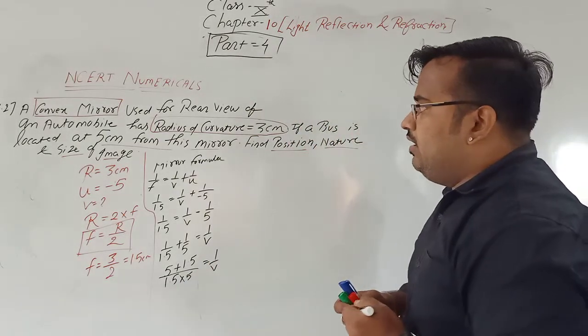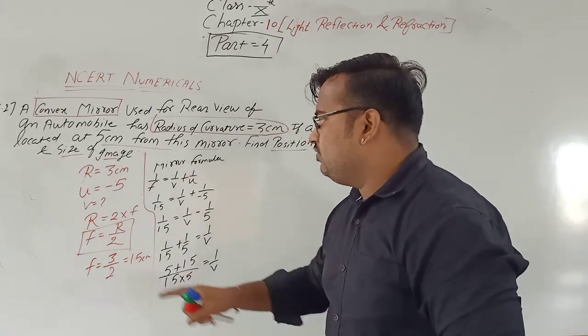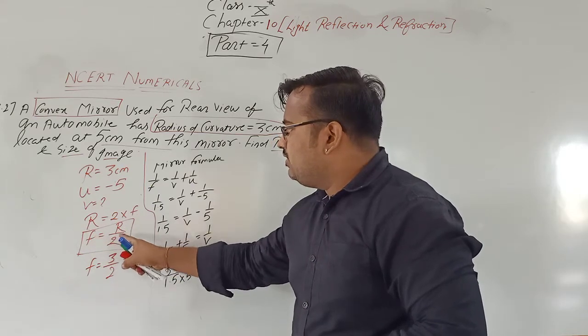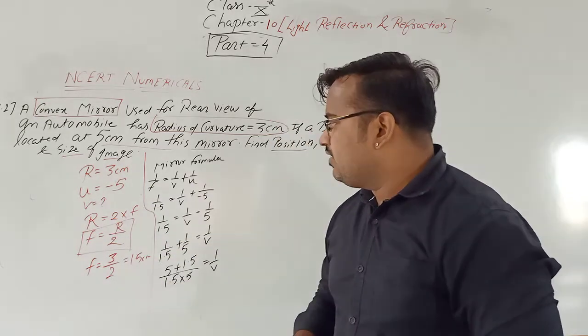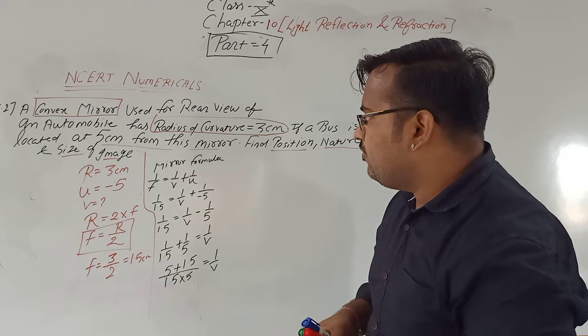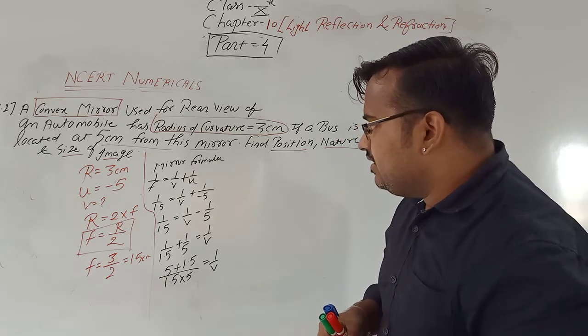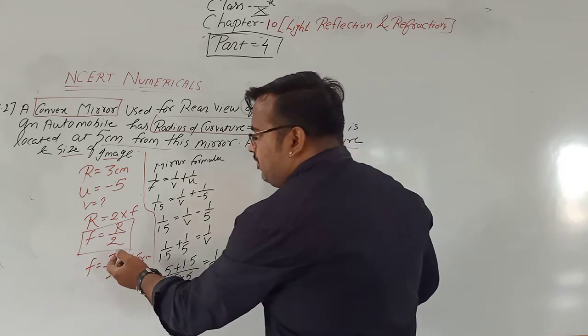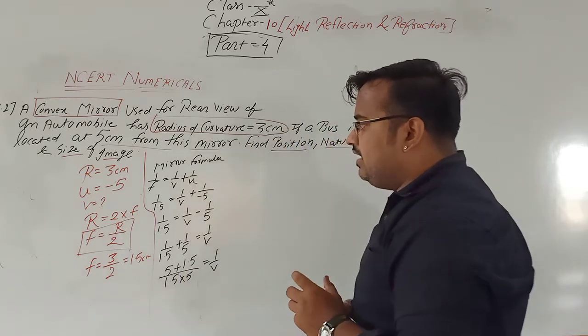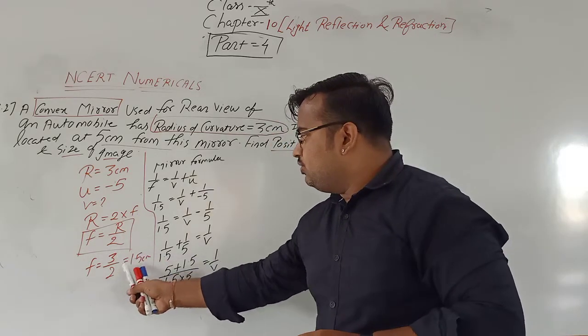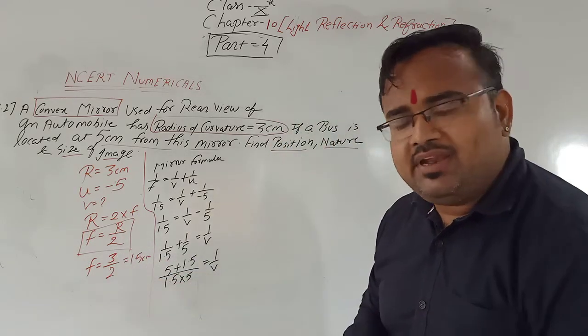See, r is 3, so focal length is equal to half of the radius of curvature. Focal length is half of the radius of curvature. Clear? So this would be 3 by 2. This will be 1.5.